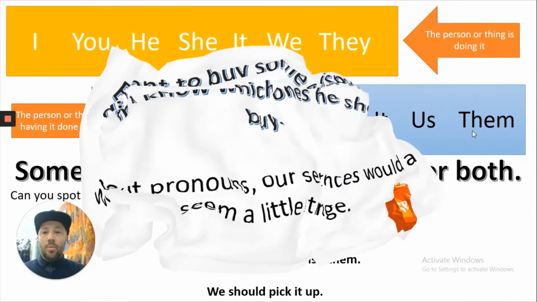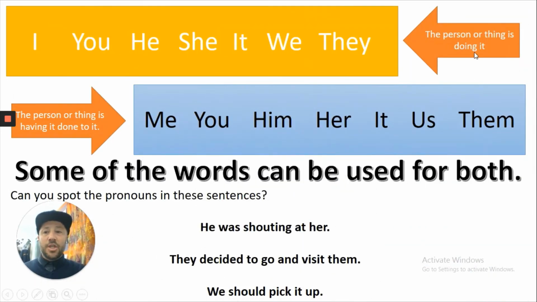So when we're looking at pronouns, there's two ways of looking at it. It is the person or thing that is doing it. So I, you, he, she, it, we, they. So I went to the shops, he went to the shops. So that is the person doing it. Sometimes it's the person or thing having it done to it. So me, you, him, her, it, us, and them.